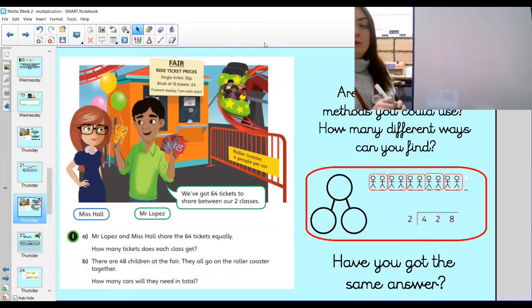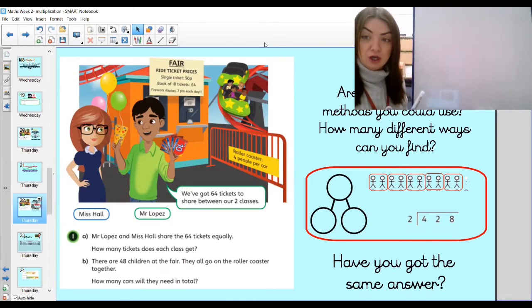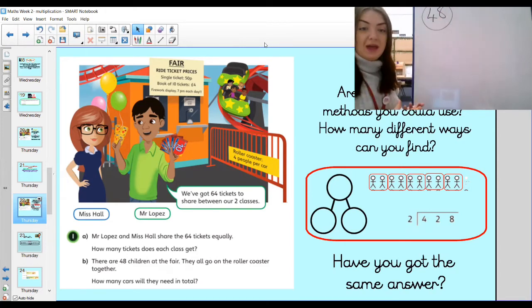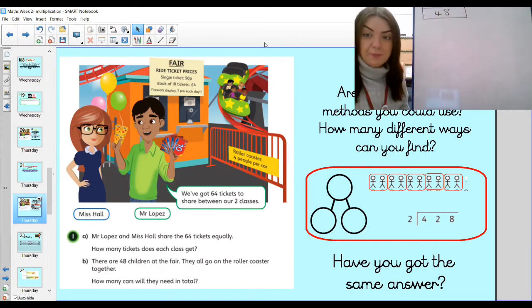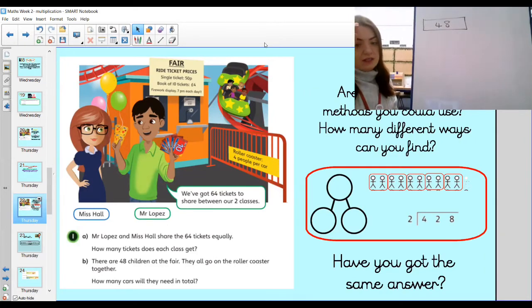Okay, so the final method that you may have used, I'm going to show you by getting the answer to question B. The answer to question A was 32. Now for question B, I needed to work out actually what the question was asking me. I know that there are 48 children, so that is going to be my whole. In fact, rather than doing it like that, I'm going to do it in a bar model. 48 is my whole there. Let me just move my camera up a little bit. So 48 is my whole.